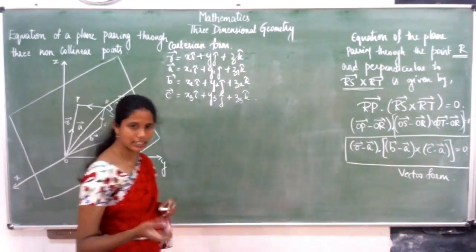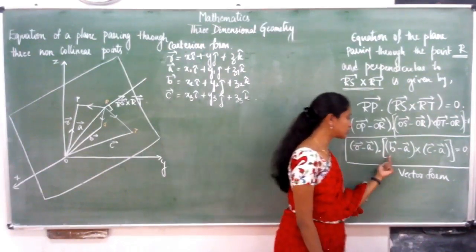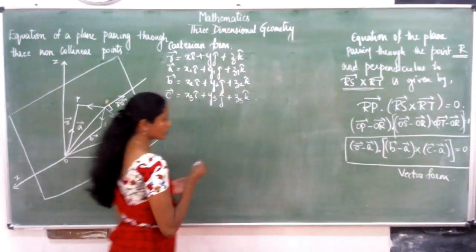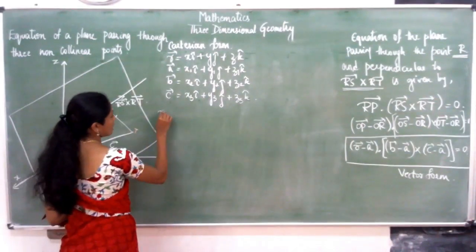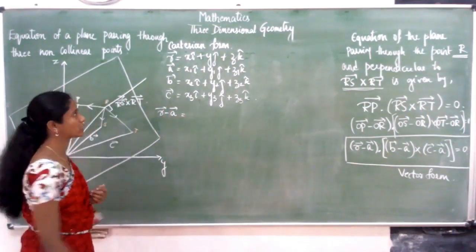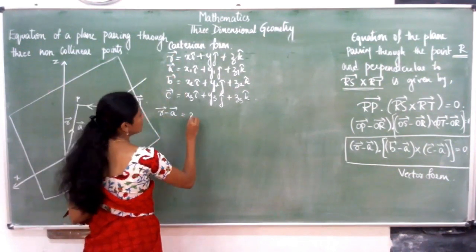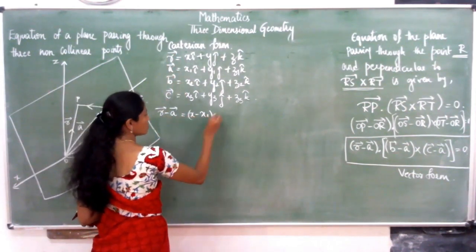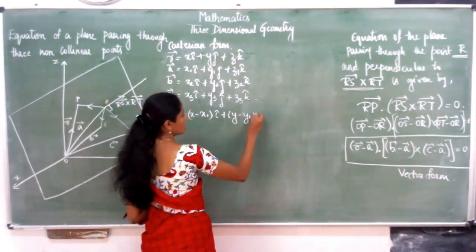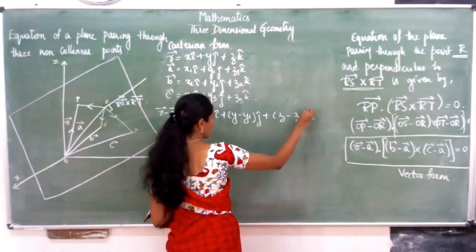In order to find its Cartesian form, we should know what is vector r minus vector a, then vector b minus vector a and vector c minus vector a. So what is vector r minus vector a? We know how to subtract two vectors. So vector r minus vector a will be given by (x minus x1) i cap plus (y minus y1) j cap plus (z minus z1) k cap.